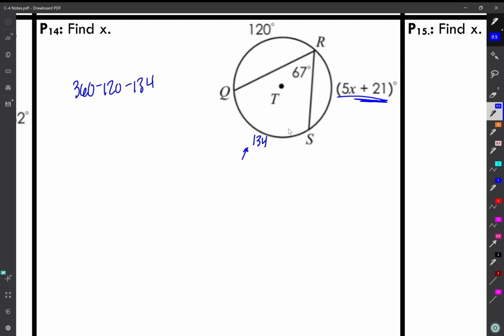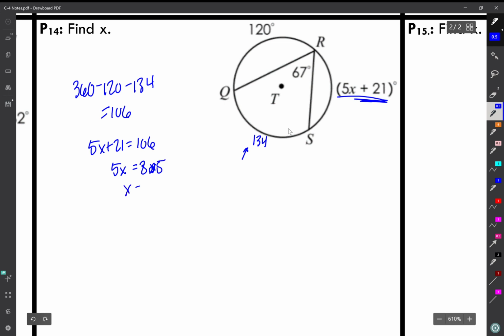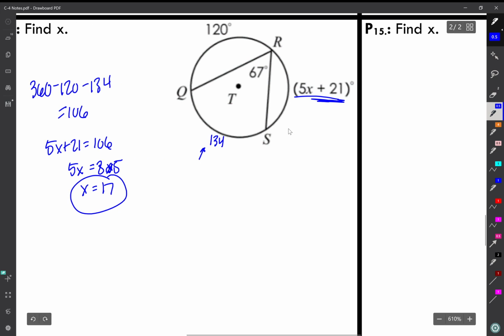360 minus 120 minus 134. That's 106. So I know that 5x plus 21 is going to equal 106. That's my arc measure. We'll subtract 21 from both sides. That'll give me 5x equal to 85, so x is equal to 17. That's all I wanted to find, was x.